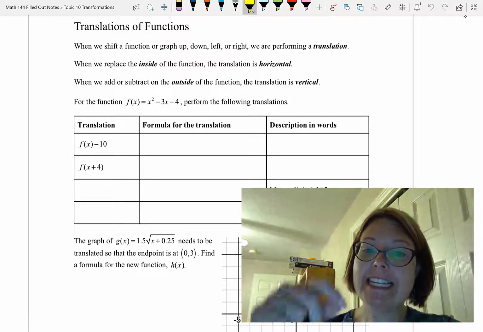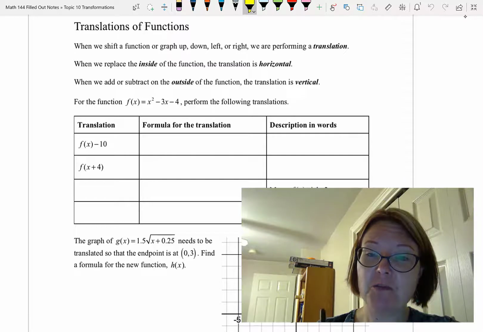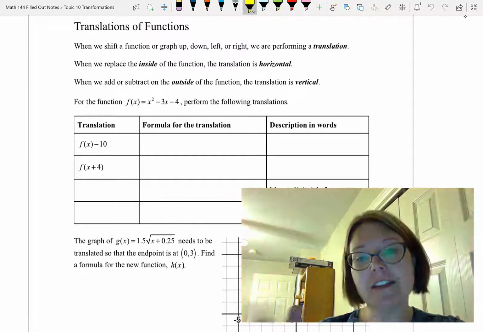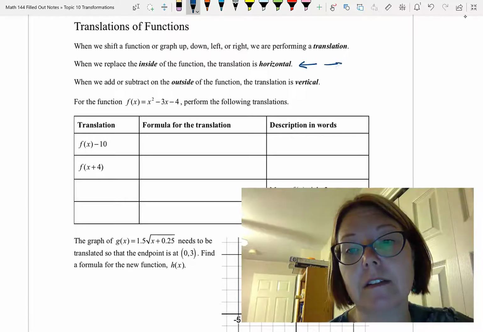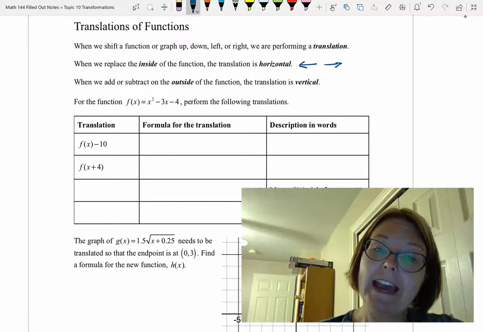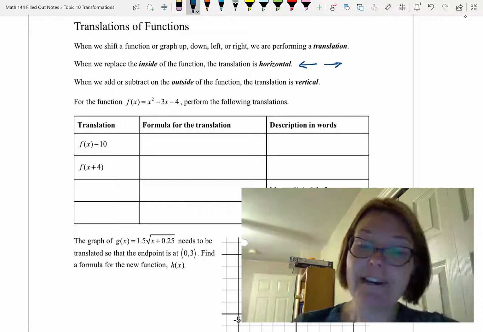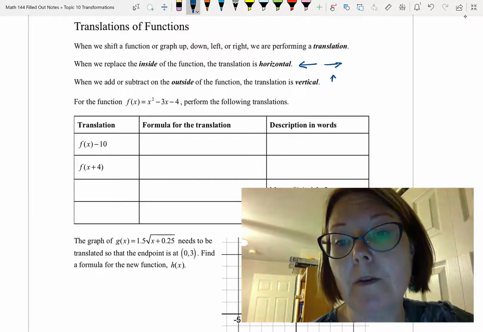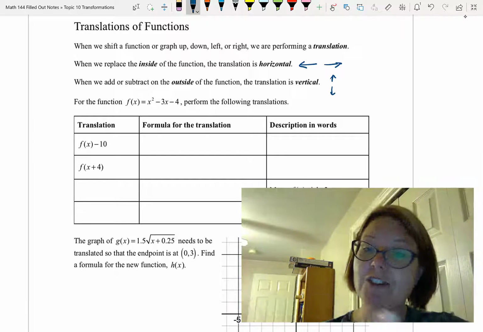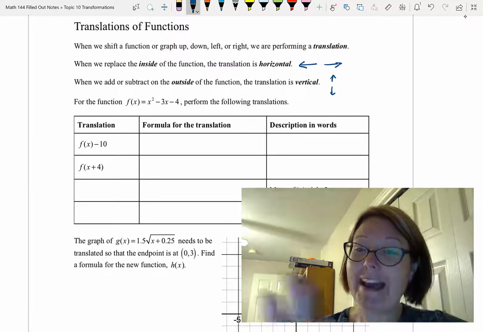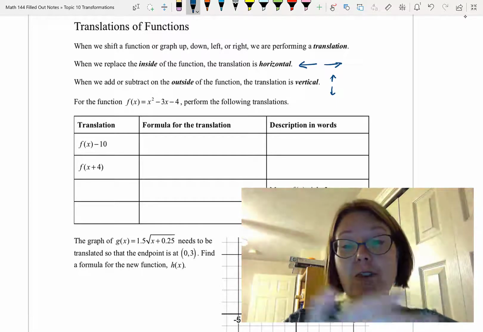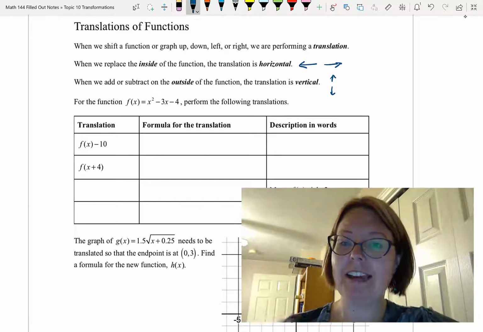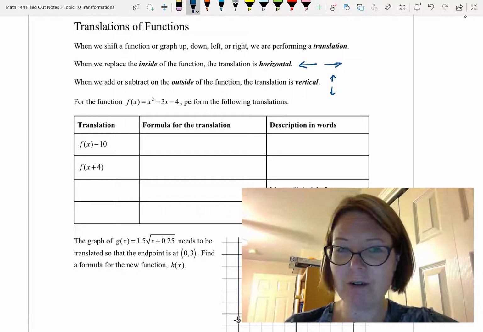When we replace the inside of the function, in other words, we replace the x in f of x with something else, the translation's horizontal, left or right. When we add or subtract on the outside of f of x, the translation is vertical, so we go either up or down. The horizontal one always seems a little bit backwards. If you add a value, you move to the left. If you subtract a value, you move to the right. Whereas vertical is more straightforward. Add a value, you go up. Subtract a value, you go down.